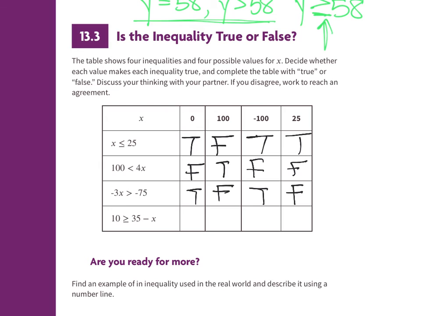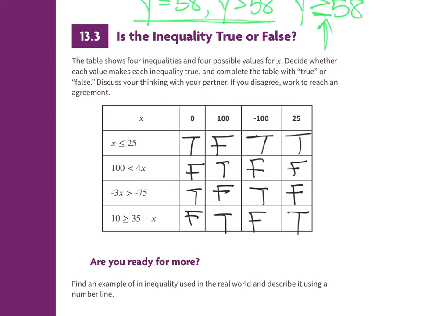And then the last one, 35 minus 0 is 35. Is 10 greater than or equal to 35? Nope. 35 minus 100 is negative 65. Is 10 greater than or equal to negative 65? Yeah, it's greater than. 35 minus negative 100 is positive 135. If we use our calculator, is 10 greater than or equal to positive 135? Nope. And 35 minus 25 is 10. Is 10 greater than or equal to 10? Yes, it's equal to. So true, false, true, false, true.